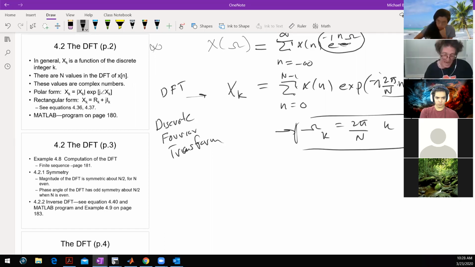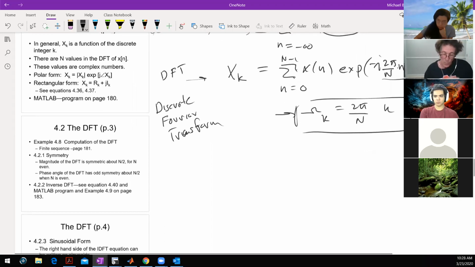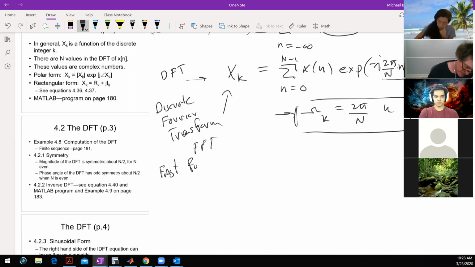Y'all with me? All right. What we will use in MATLAB is the FFT, the fast Fourier transform, and I'm going to speak on that in a second. Does everybody follow me? So that's the DFT. And you can do this manually for a few things.